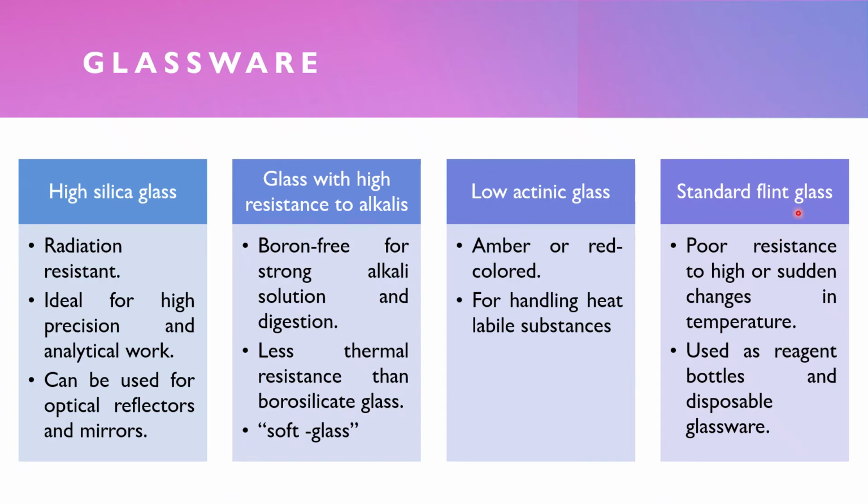And lastly, the standard flint glass. The standard flint glass is made up of soda lime glass and a mixture of calcium, silicon, and sodium oxides. It has poor resistance to high temperature. With that said, it's easy to melt and used to make disposable glasswares. So it's used as a reagent bottle and a disposable glassware.